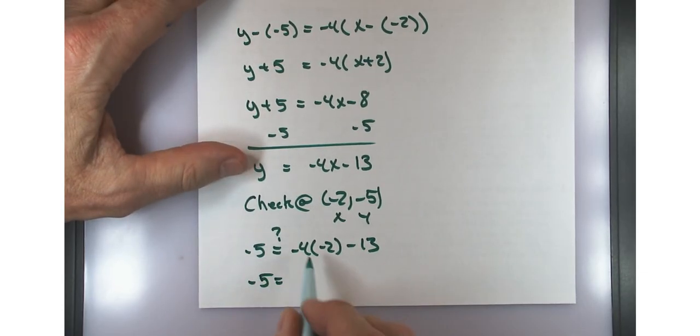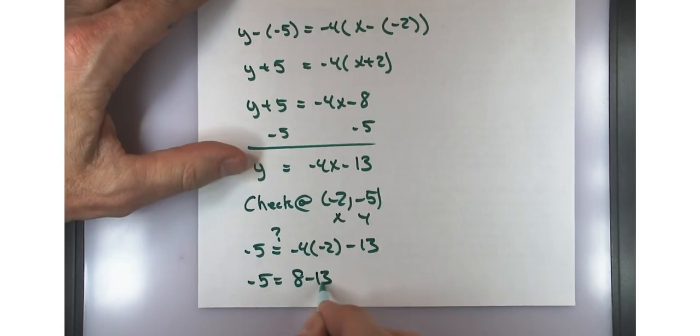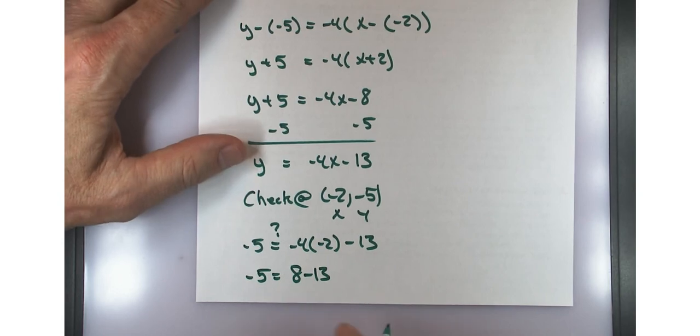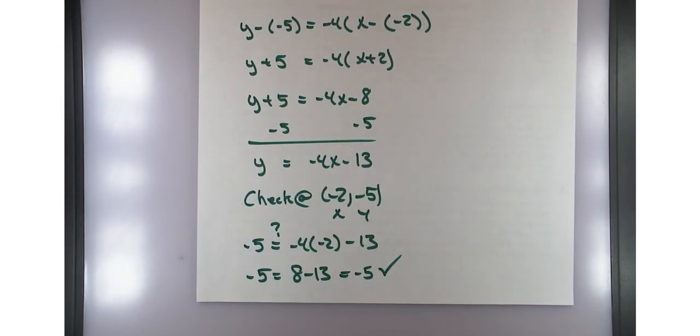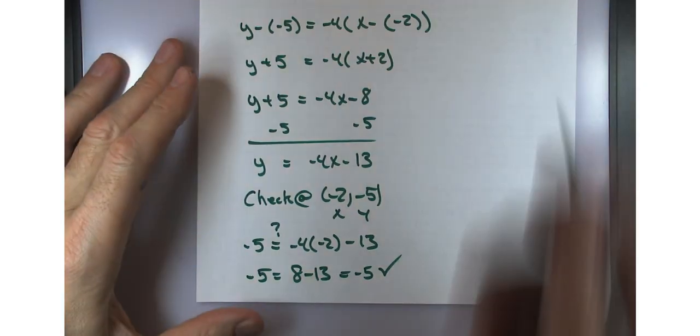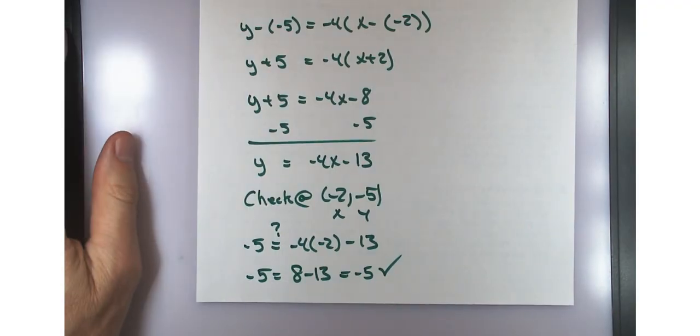What's -4 times -2? 8. Positive 8 minus 13 gives you, it checks. And you can do that with both of them. It should work through both of them. If it only works through one, there's a mistake. But if it works through both of them, then we know you got it right. I'd test the other one, but I know you have complete faith in your math instructor, so we'll just bypass that. All right.